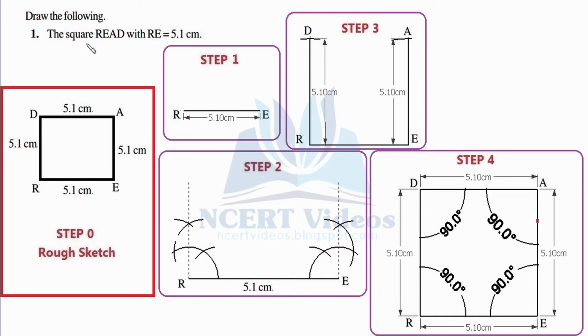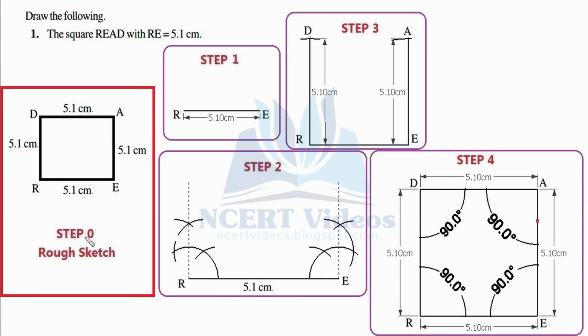So using the properties of a square, we know a square has all internal angles equal to 90 degrees and each line segment measures equal in distance, which has been provided to us as 5.1 centimeter. Using this concept, we shall be able to construct our figure correctly.